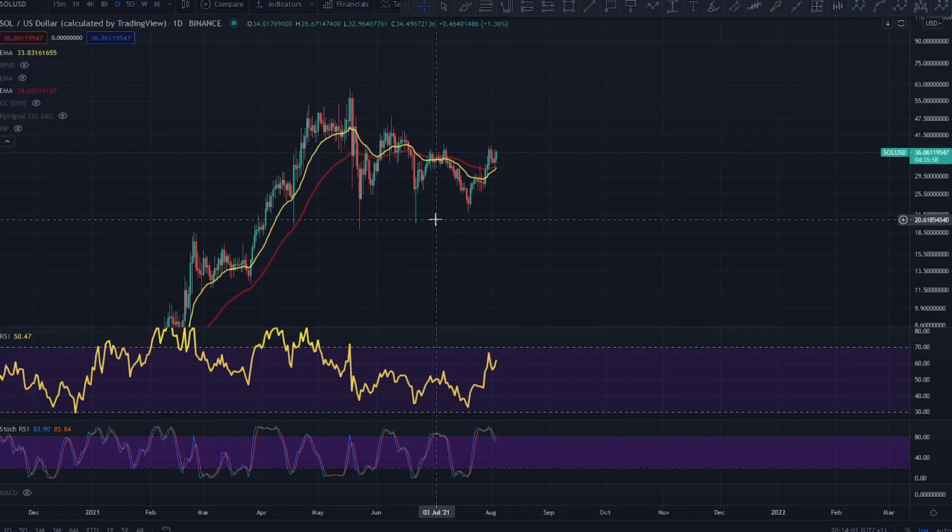Okay, so right now, SOL's looking relatively healthy for continuation and looking for more upside. It's broken out of a key level of resistance. It's looking relatively strong, is SOL.